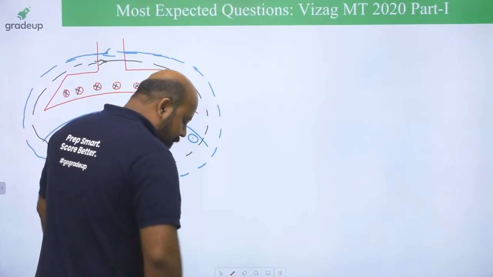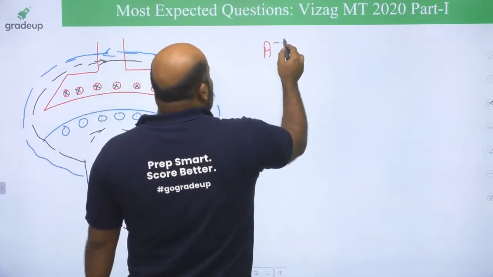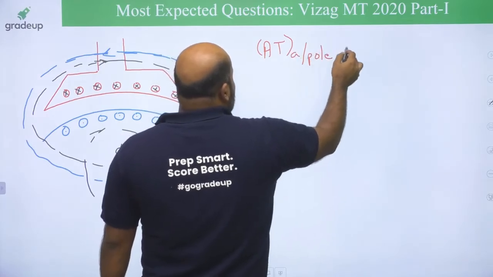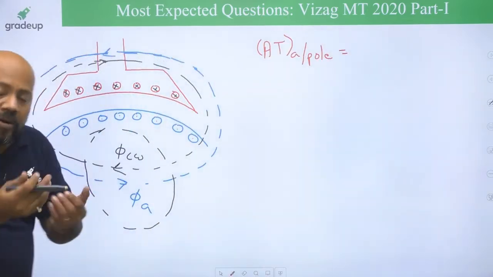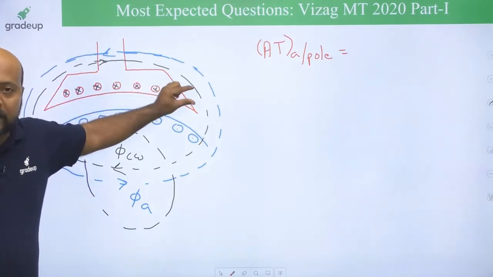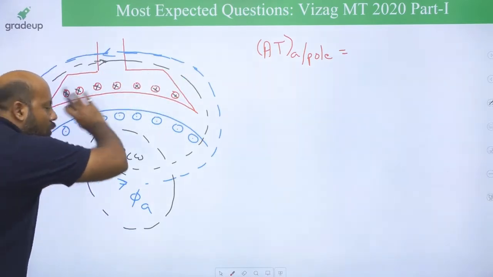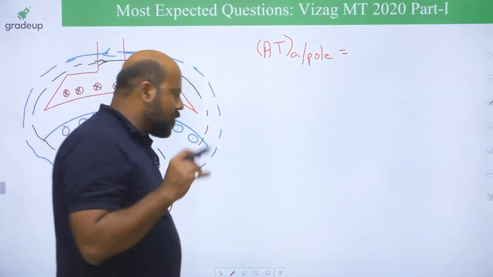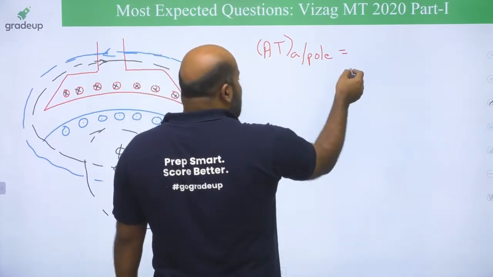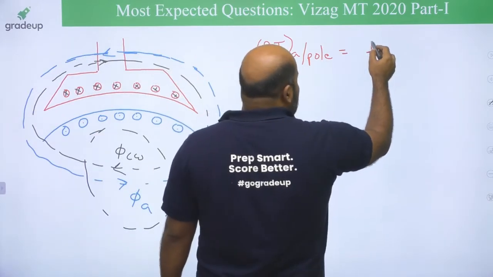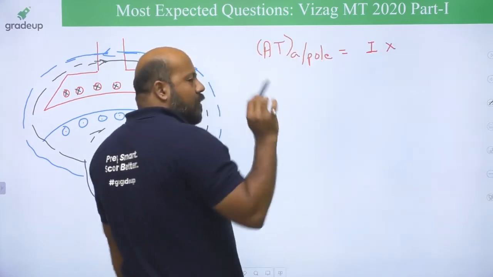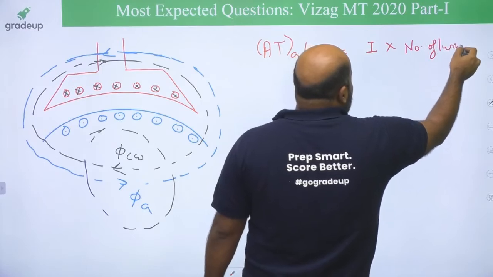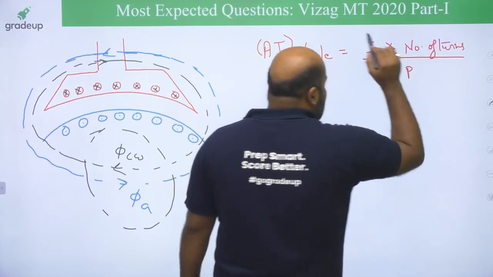Now, I want to write ampere turns of the armature per pole, because I want to know what is the number of conductors I have to place. So first I will find the total ampere turns of the armature winding. That is going to be how much? Now you tell me, what is ampere turn? Ampere turn means current multiplied by number of turns, divided by P, that is number of poles.